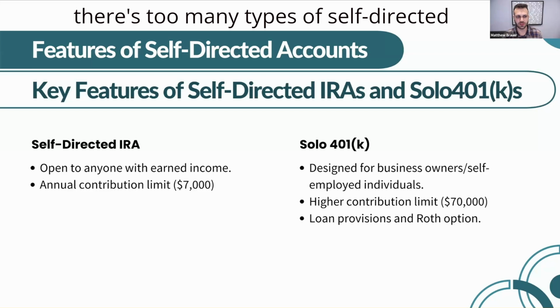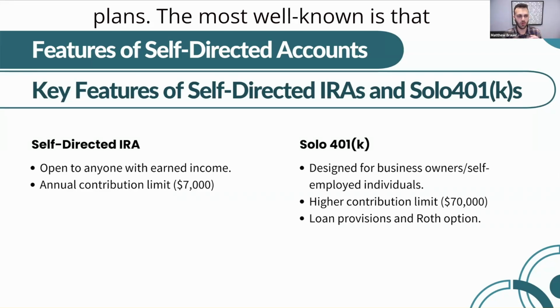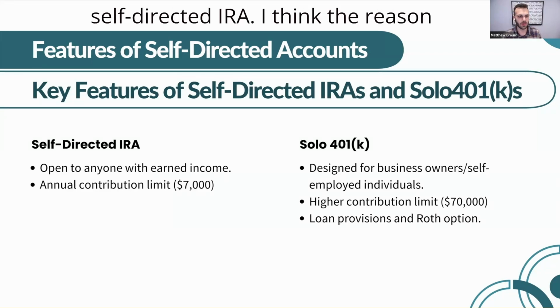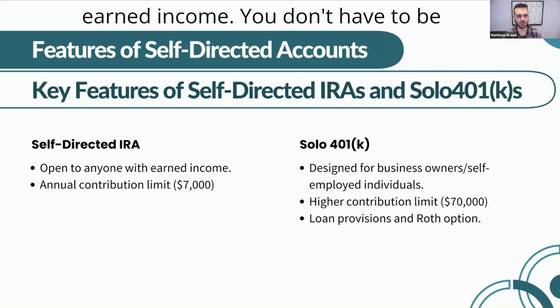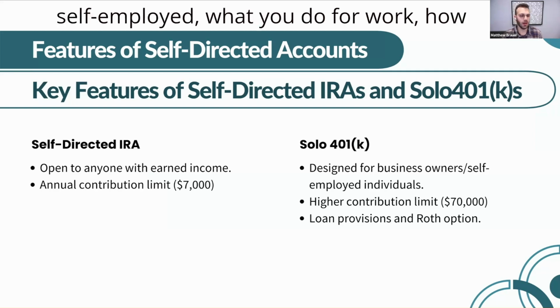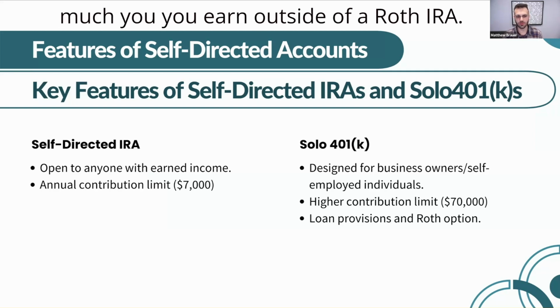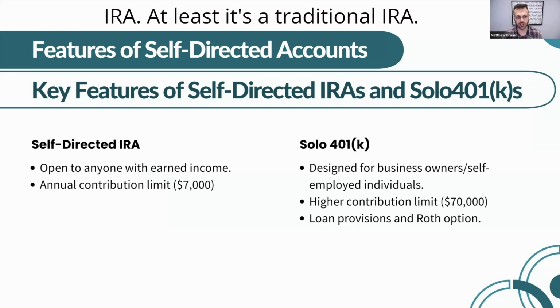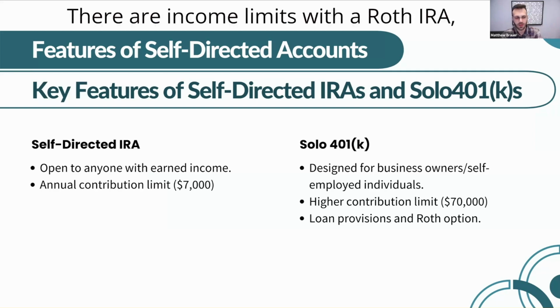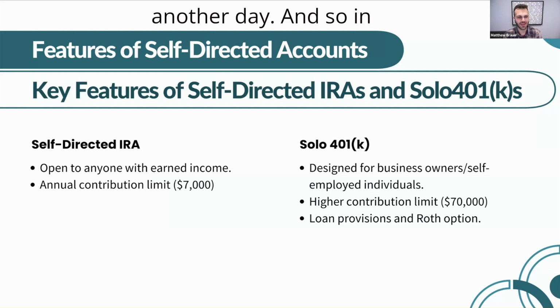Again, there are many types of self-directed plans. The most well-known is the self-directed IRA. I think the reason they are the most well known is because they are open to anybody with earned income. You don't have to be self-employed. What you do for work, how much you earn, outside of a Roth IRA, anybody can really have a self-directed IRA, at least a traditional IRA. There are income limits with a Roth IRA, but that's another conversation for another day.